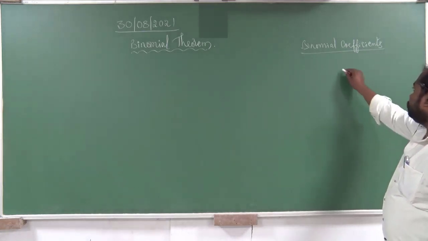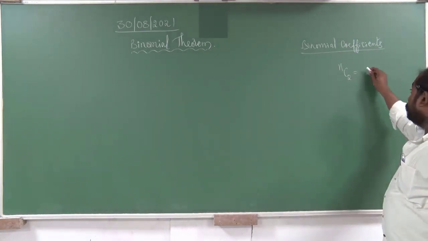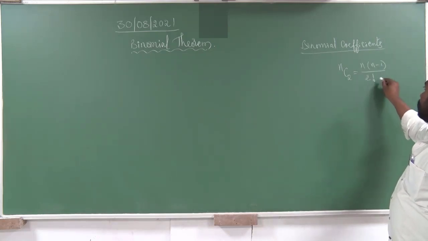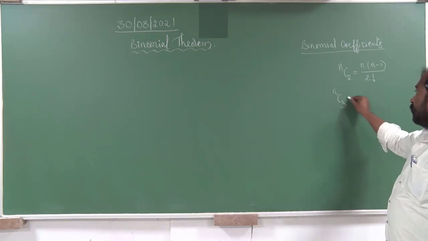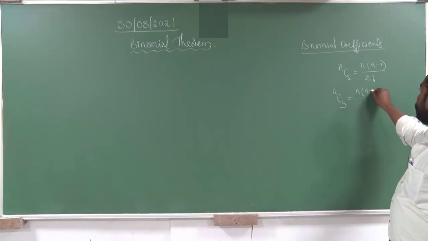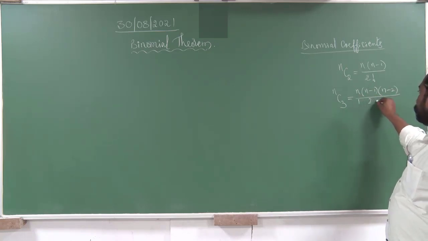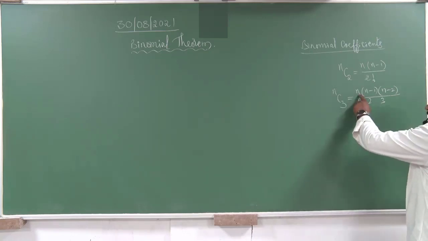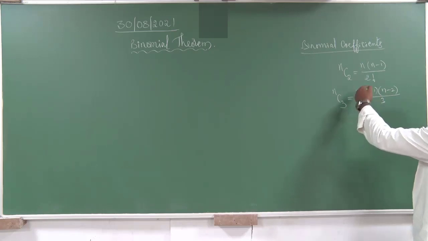Now, for example, nC2. What is this nC2 value? n into (n minus 1) by 2 factorial, and 2 factorial means 1 into 2. nC3. What is this nC3 value? n into (n minus 1) into (n minus 2) by 1 into 2 into 3, that is 3 factorial. Starting with n, reduced by 1 each time, you take 3 factors in the numerator, by 3 factorial.